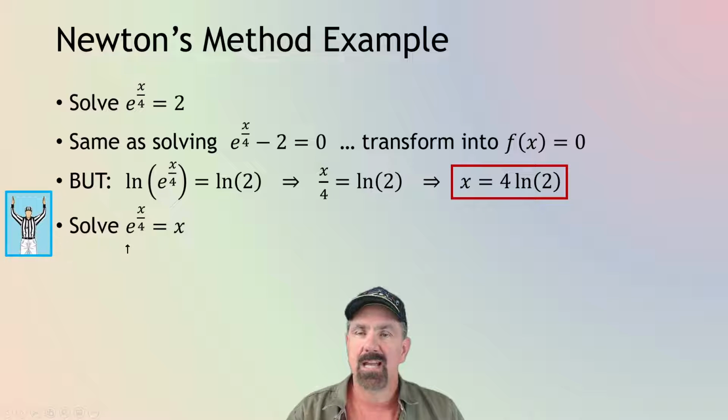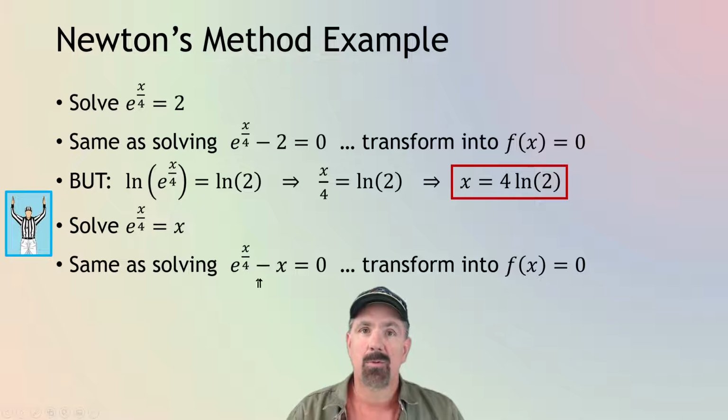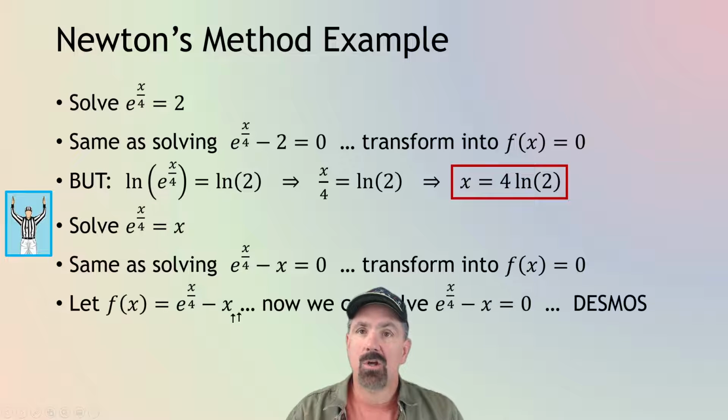Let's pick a different example. Let's say we have e to the x over 4 equal to x. Same approach, we can set this equal to 0, and we can define a function f, which is equal to e to the x over 4 minus x. And we can set that function equal to 0. And that's what we can solve. In this situation, we cannot solve algebraically. So what we want to do is apply Newton's method.